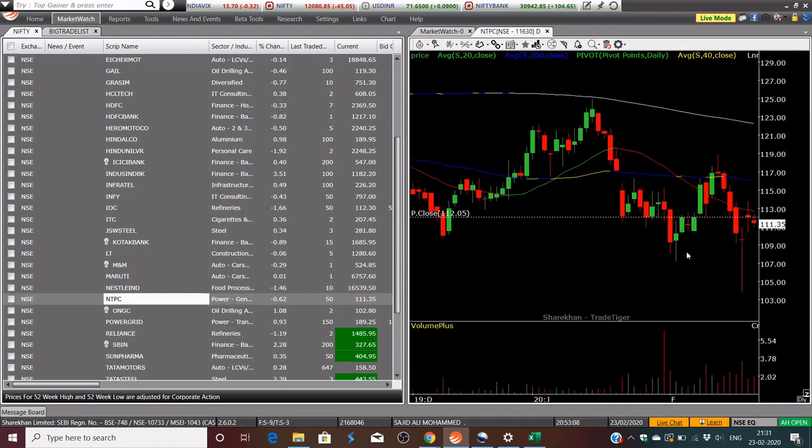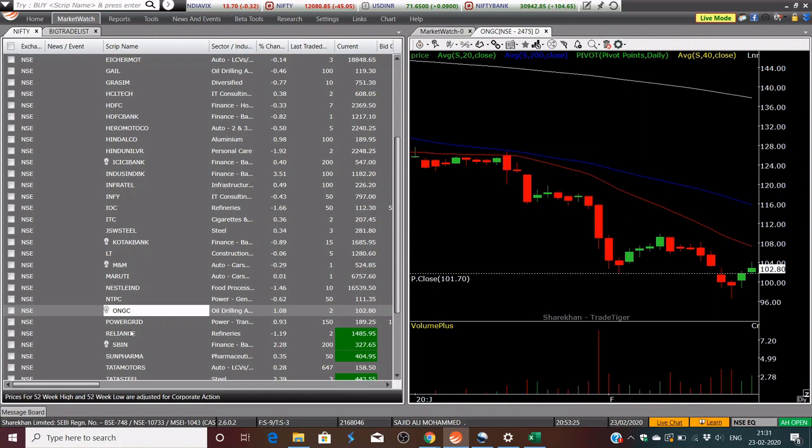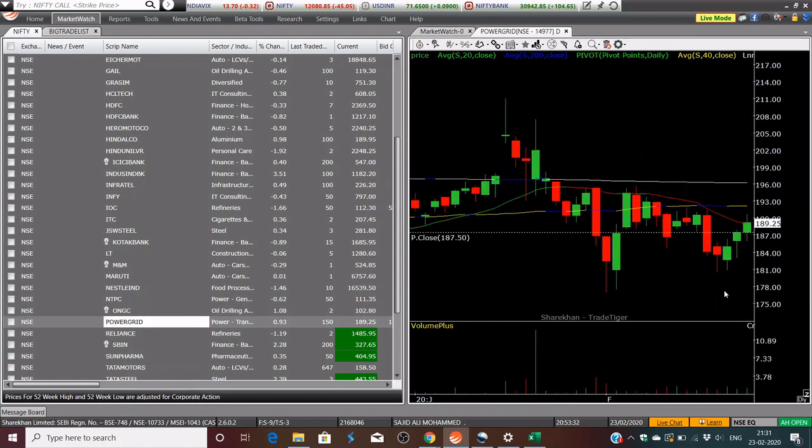NTPC. Oof, what a candle. It looks like a sword actually. So avoid this. This is a very volatile stock for the moment. ONGC, although these stocks can be in your portfolio to get the dividends, these are all government companies. NTPC, ONGC, PFC, REC, all this.